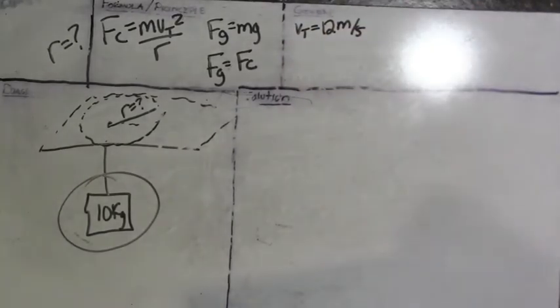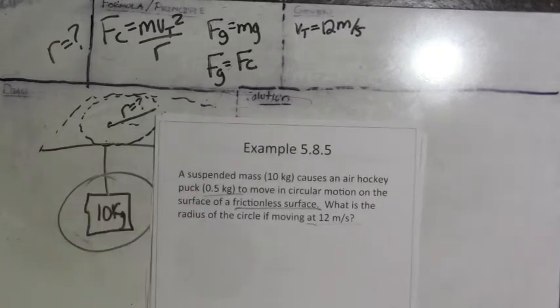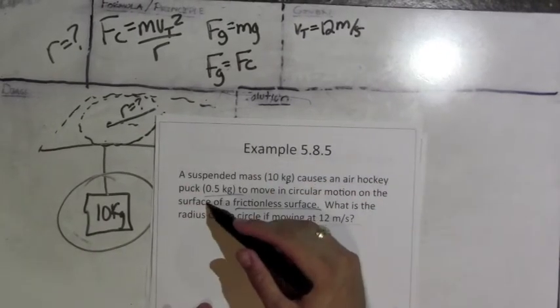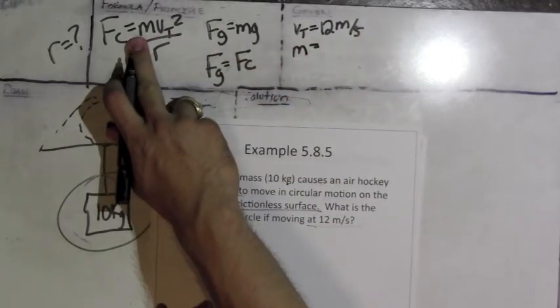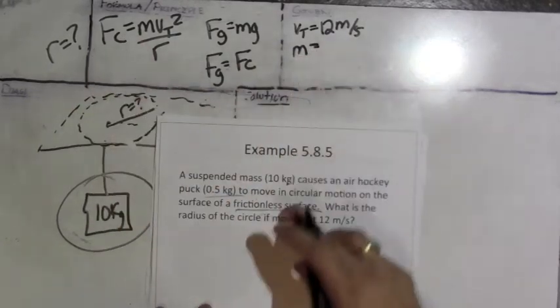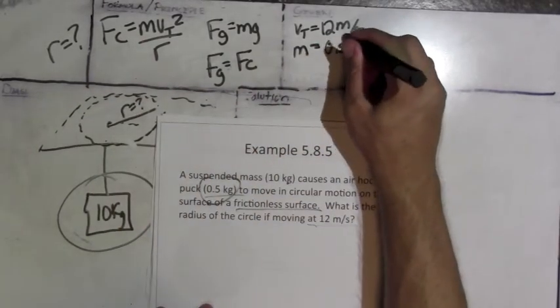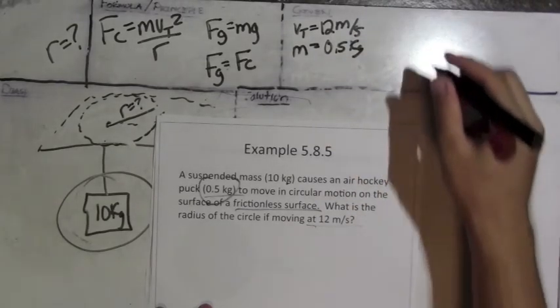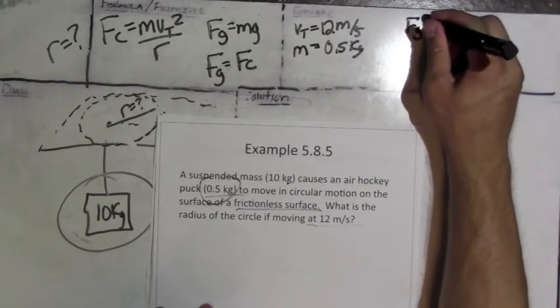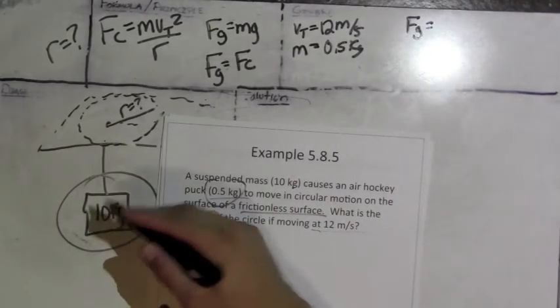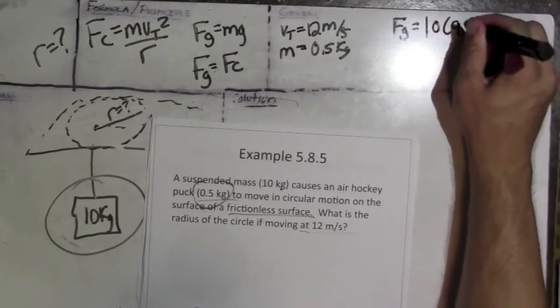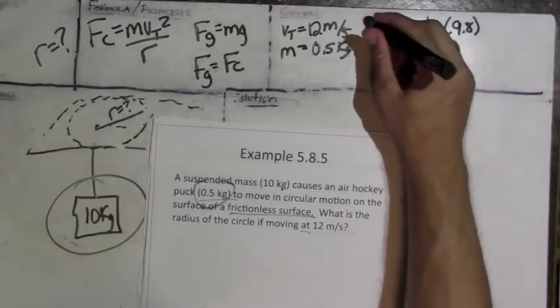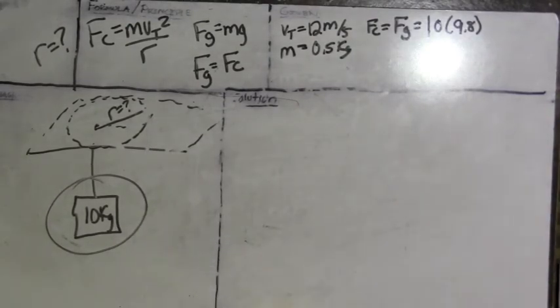I know the object that it's rotating, and this is where it's really important. You have a suspended mass and you have the object that's moving in a circle. The mass of the centripetal force is referring to the mass that's moving in a circle, and that is this 0.5 kilograms. Okay? Whenever you start to look at the weight, weight is the cause of the centripetal force, which would be 10 times 9.8. So remember that also equals Fc. It's very important that you be able to keep these masses straight as far as which one is which.